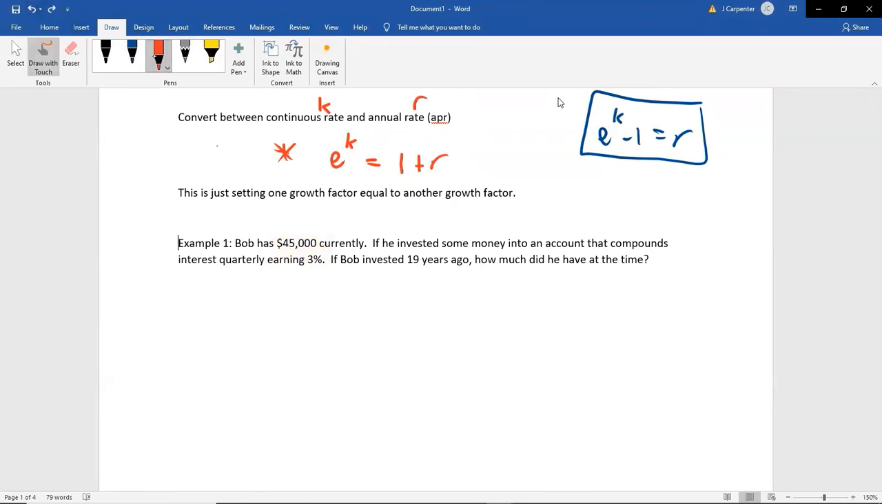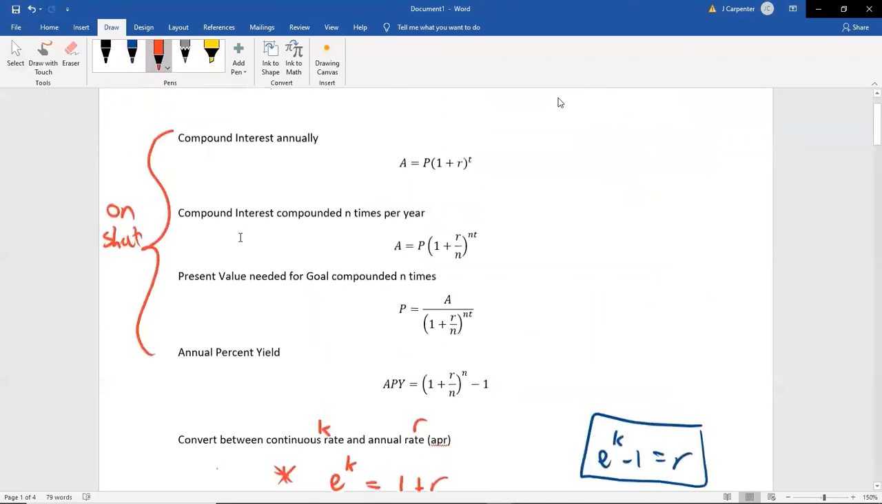If he invested some money into an account that compounds interest quarterly, earning 3%, and Bob invested 19 years ago, how much did he have at the time? So this doesn't say he put $45,000 in. That's what he has currently. We're talking about how much money he had originally 19 years ago. We lost all our receipts. Our bank has changed hands more than once. So this data just doesn't exist anymore, maybe. So this is not a starting value. This is an ending value, which in the formula sheet above, we tend to call that an A.